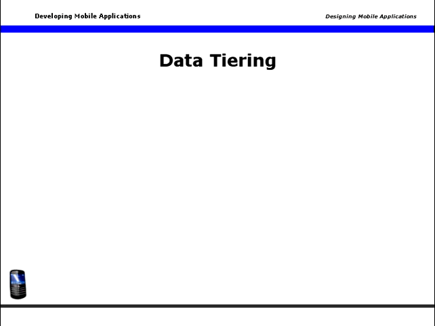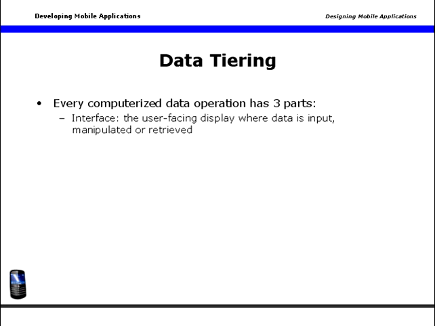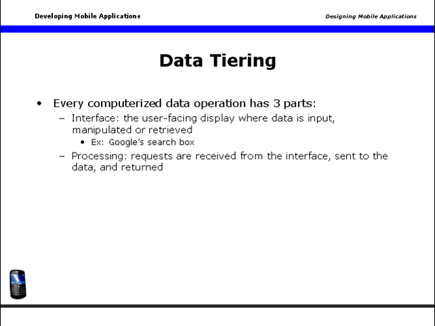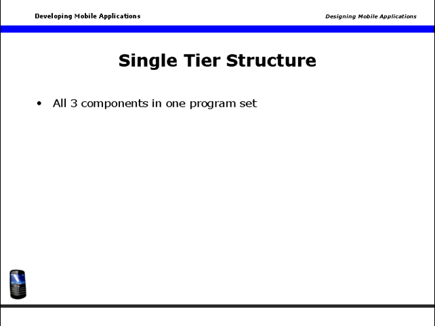Every digital data operation has three parts. It has an interface, the user-facing display where data is input, sometimes manipulated, or retrieved. For example, Google's search box. It has a processing function by which requests are received from the interface, sent to the data, and returned to the user. And it has a storage process, a file or program that stores data in either a data folder or a database.